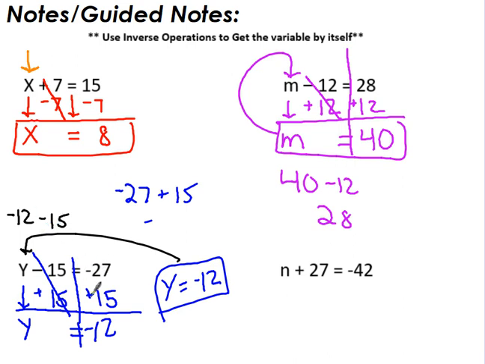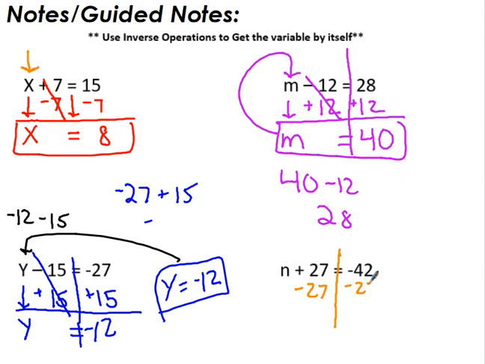Okay, last one. Trying to figure out what n is equal to on this one. So n plus 27 equals negative 42. If I have plus 27, what I need to do is the opposite. Whatever I do on one side of the equal sign, I have to do on the other. So I'm going to subtract 27 from both sides, because 27 minus 27 is 0.